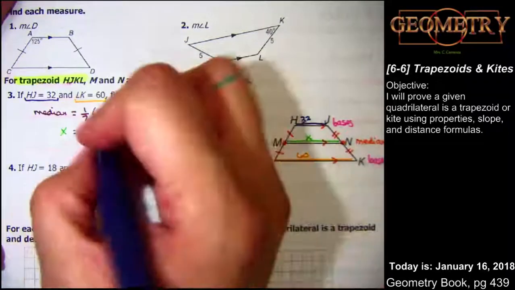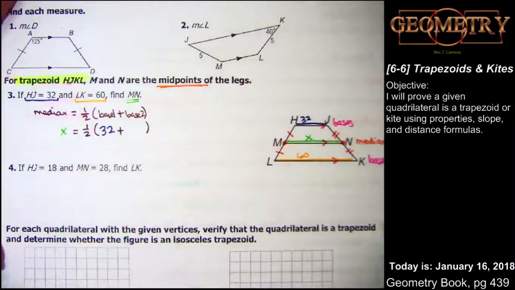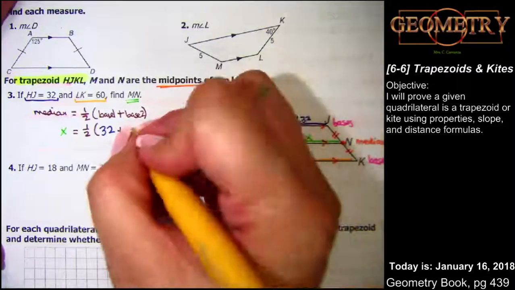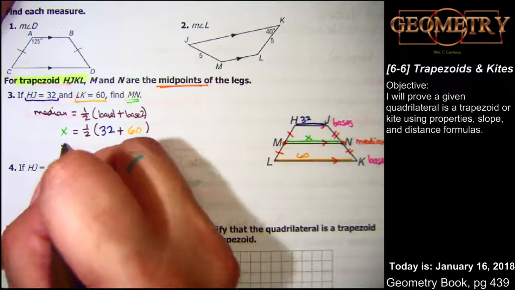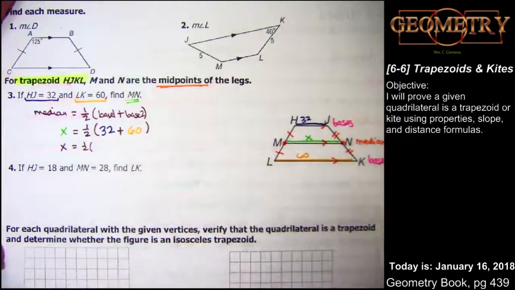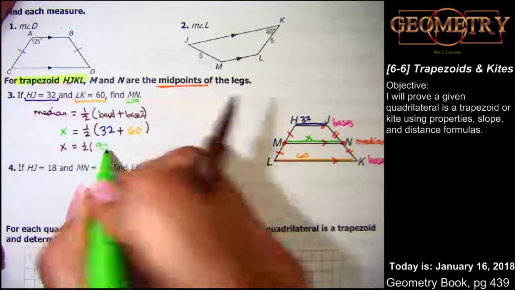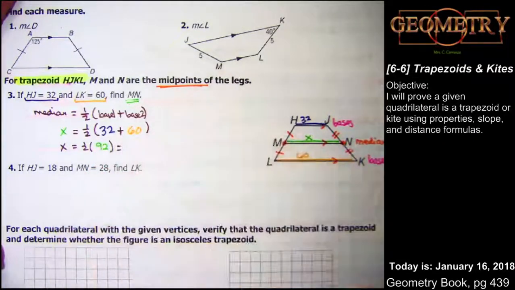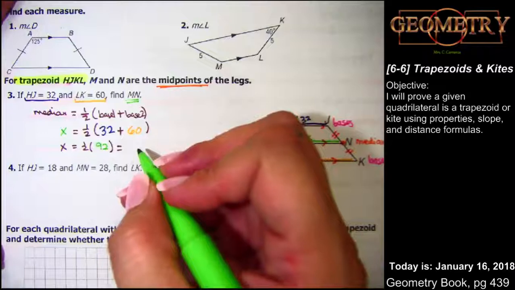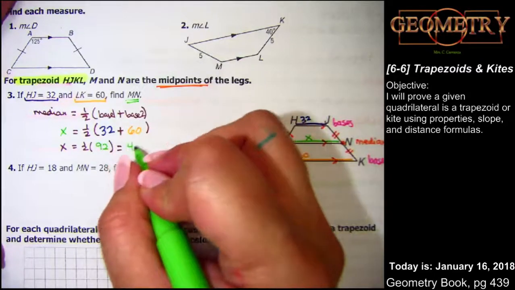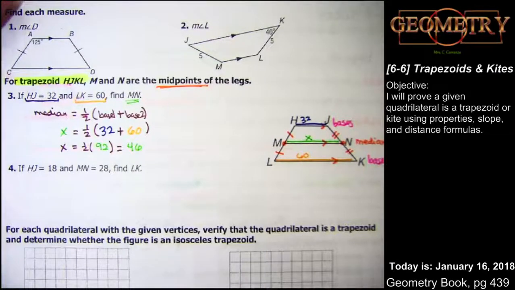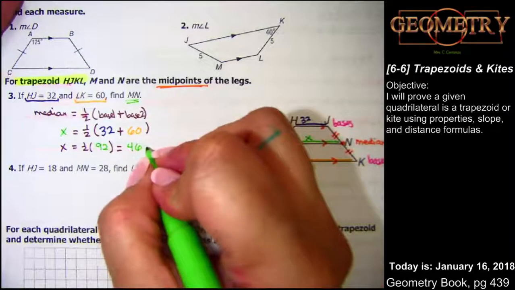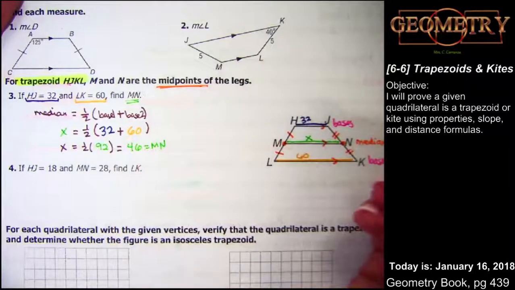HJ is 32. And then the other base, which is LK, 60, goes in the other place. And now I can start to reduce this down. So x equals 1/2 times 92. That means that x has a value of 46. I was about to get there. I was like 40 and then carry the... which means this is MN, which is what I was trying to find.